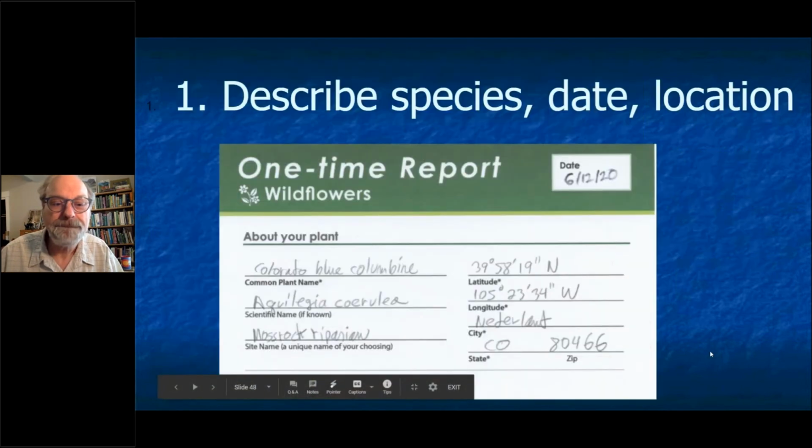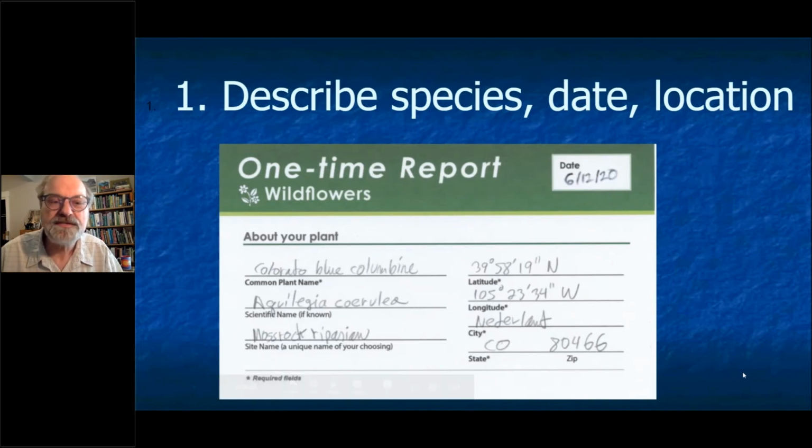Okay, next slide. So here's the paper report, and I just filled it out. I said, okay, my handwriting is horrible. I'm a PhD, right? But anyway, it's Colorado blue columbine. And Budburst is trying to make it as easy as possible for everybody, and so it's common name oriented. So when you get on the website, you need to put in a common name, even if you mostly deal with Latin names. You have to give it some sort of common name.